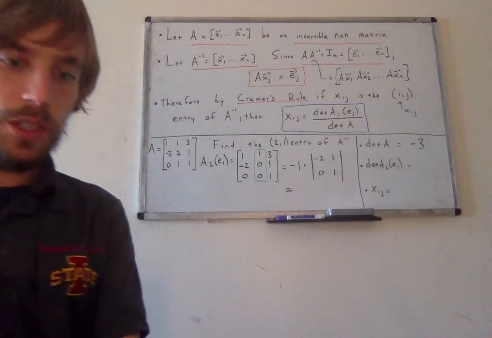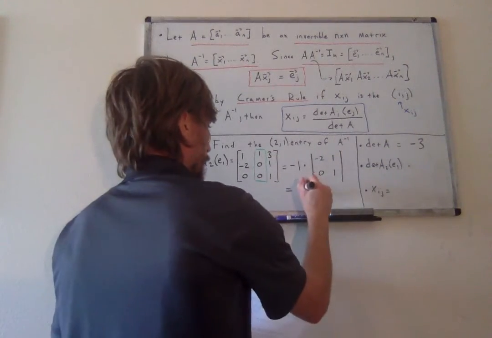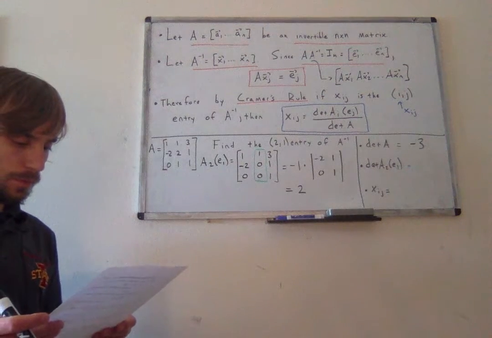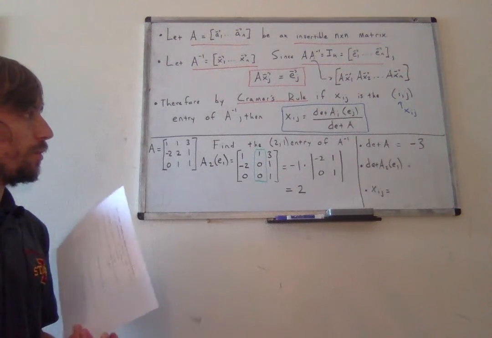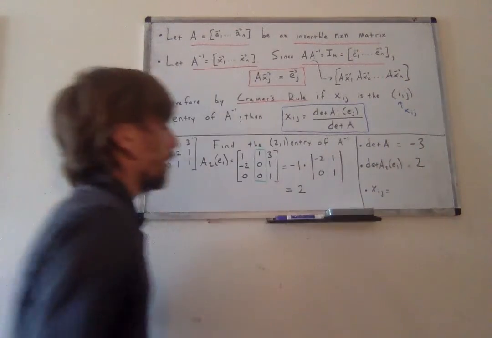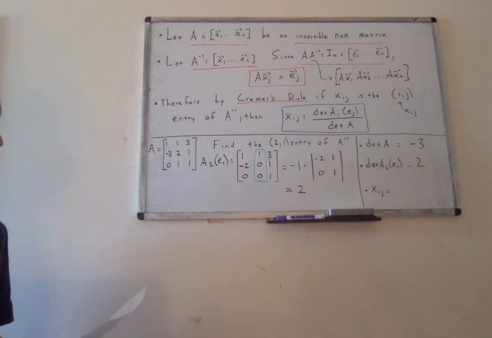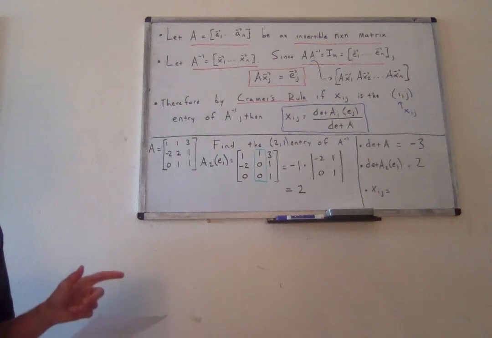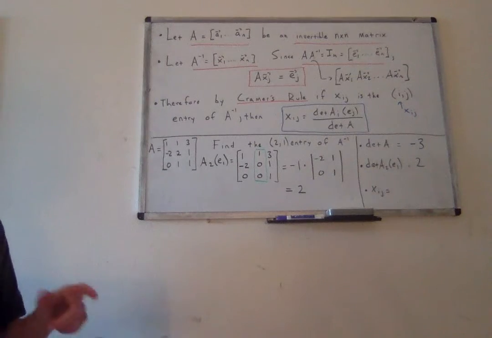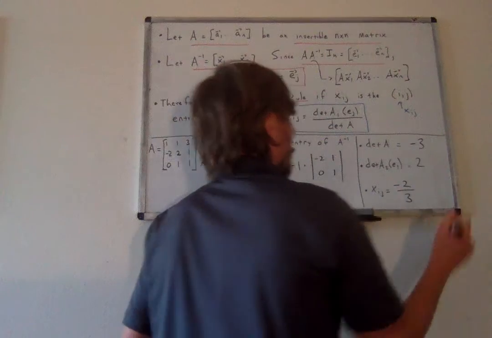Well, and so that's just equal to 2. And so the second row, and so this is equal to 2. And so the second row, third column entry of A inverse is equal to negative 2 over 3.